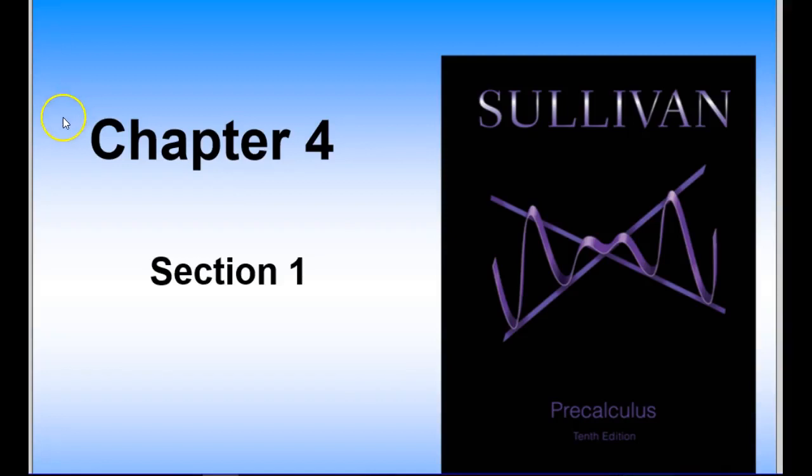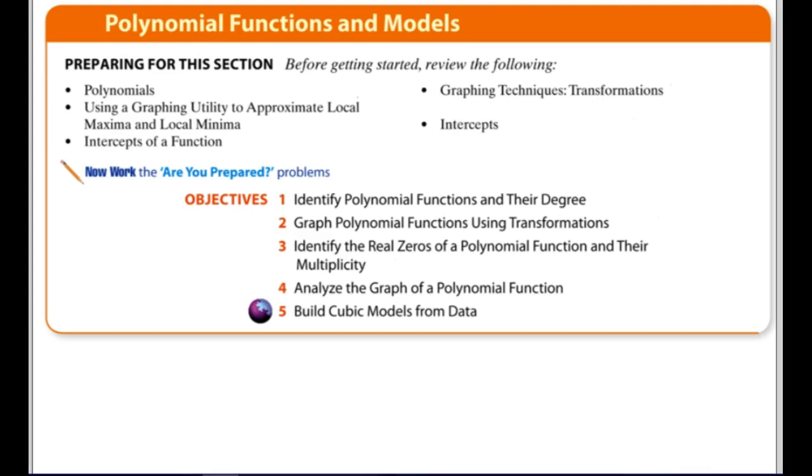All right, here we're looking at the beginning of Chapter 4, and we're going to start with Section 1. So our learning targets for today, first we're going to identify polynomial functions. And here in this whole unit, we're really getting into polynomials and rational functions. So we're going to look at those polynomial functions and their degree, and then we're going to graph them using our transformations. And we've used these transformations on many other families of functions before, so we're going to use these same transformations. We're going to find the real zeros and their multiplicity.